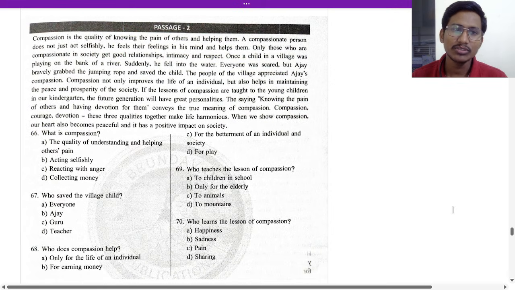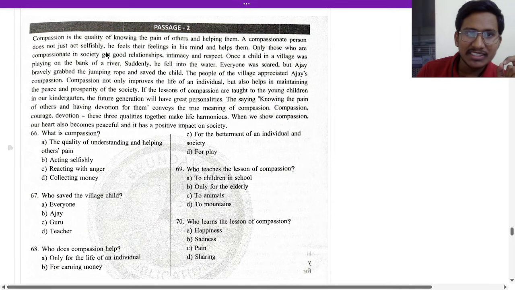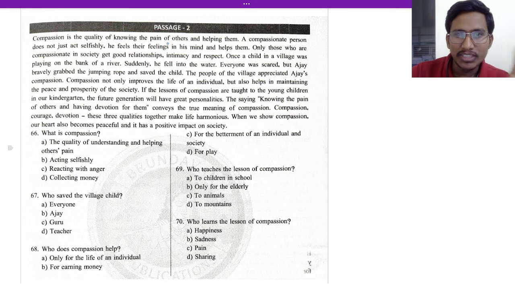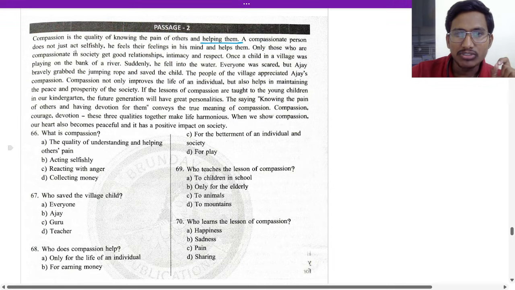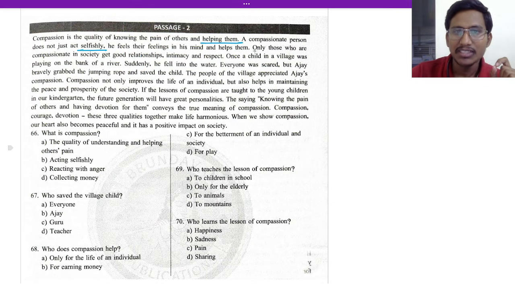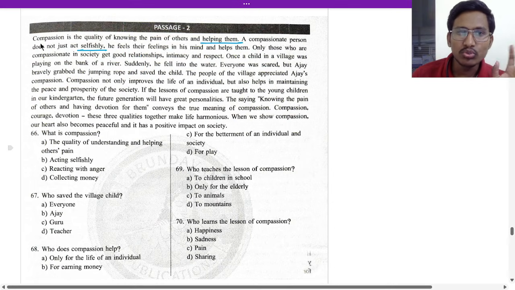So see here, passage 2. Compassion is the quality of knowing the pain of others and helping them. A compassionate person does not just act selfishly, he feels their feelings in the mind and helps them. Only those who are compassionate in society get good relationships, intimacy and respect.